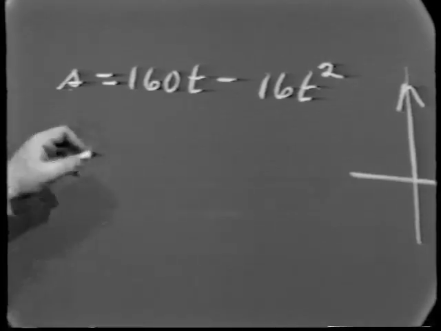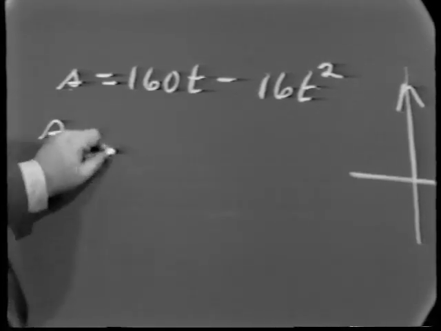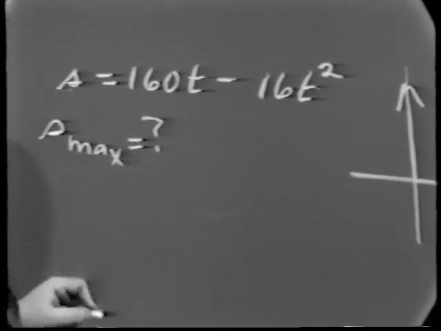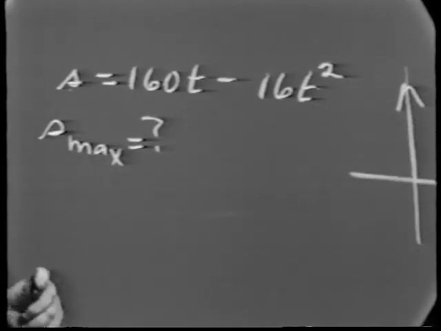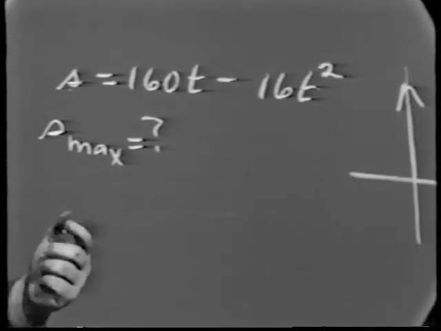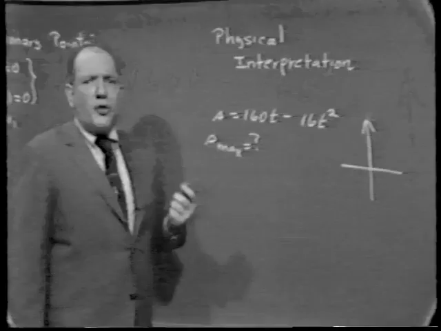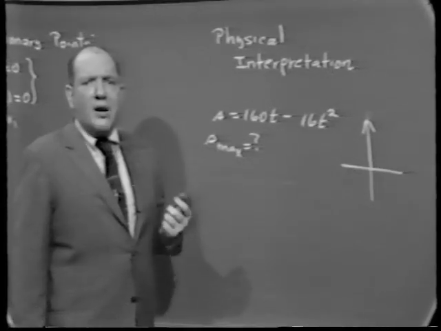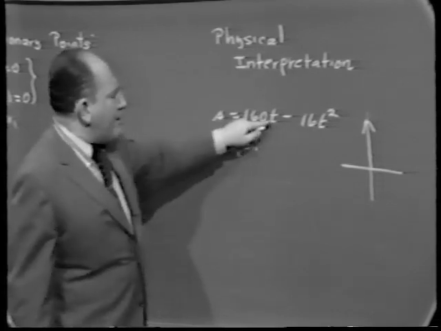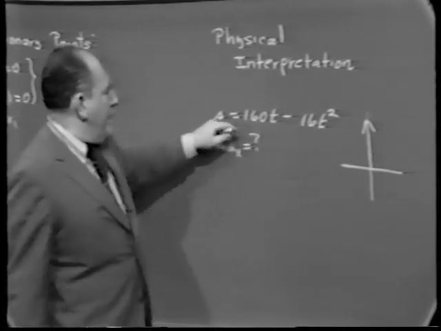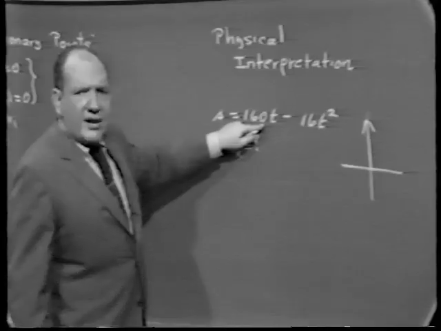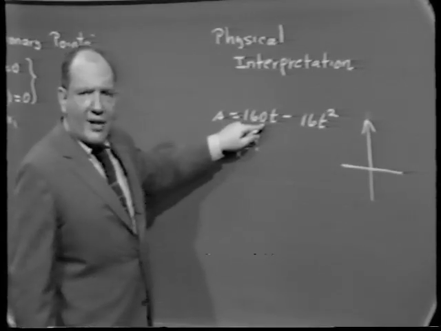A very natural question to ask is, when will the ball be at its maximum height? And I'm sure you can see in terms of this physical example, the ball will be at its maximum height when the velocity is 0. In other words, since this is a smooth type of motion, if the velocity is not 0, the ball is still rising.